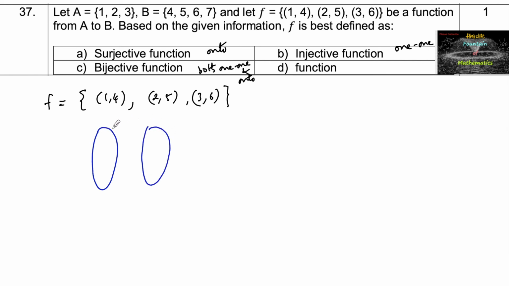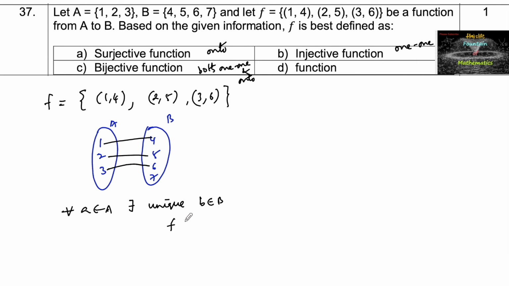Here the two sets are given, A and B. The domain of the function is 1, 2, 3 and the codomain is 4, 5, 6, 7. The mappings are 1 to 4, 2 to 5 and 3 to 6. First let us check whether this is a function or not. For every a belonging to A, there exists a unique b belonging to B such that f of a is equal to b, so we can say this is a function.